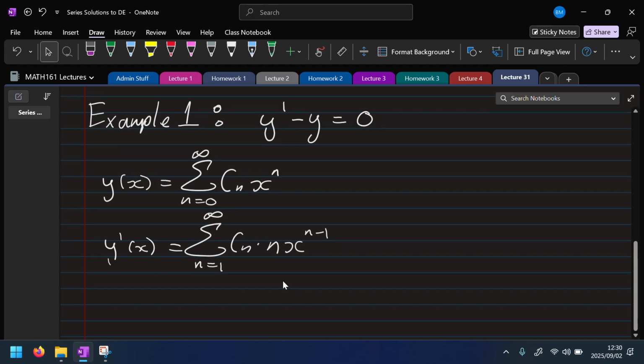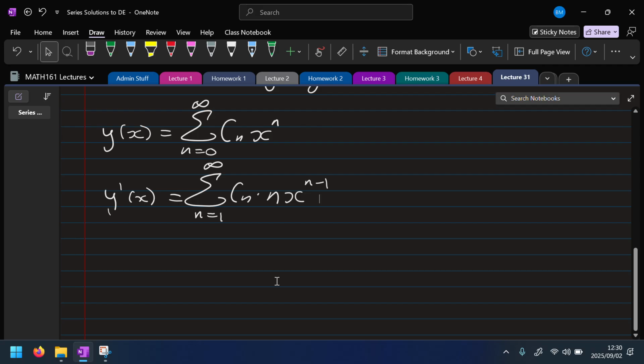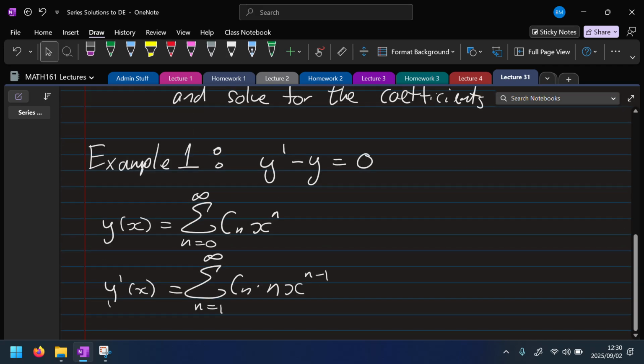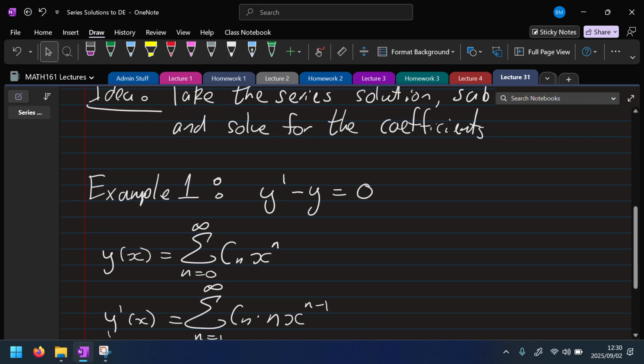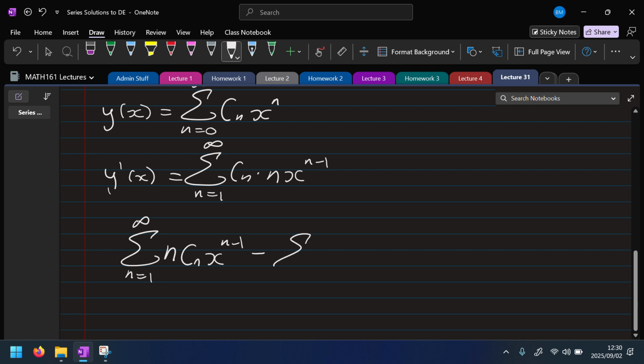So we've got y prime, cn, we don't know what that is. We can substitute these two in the differential equation and then solve for cn. So let's do that. So this will be y prime minus y equals 0. So let's substitute. So we have the sum, n goes from 1 to infinity, n cn x to the n minus 1. Okay, that's for the y prime. Minus y. So minus the sum n goes from 0 to infinity, cn x to the n, and this needs to be 0. Okay.